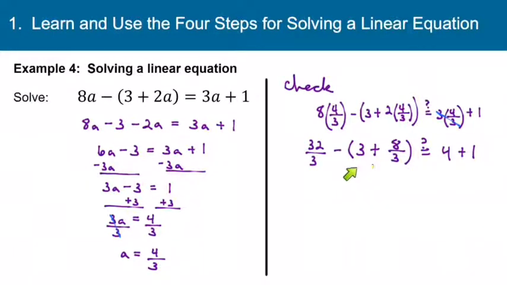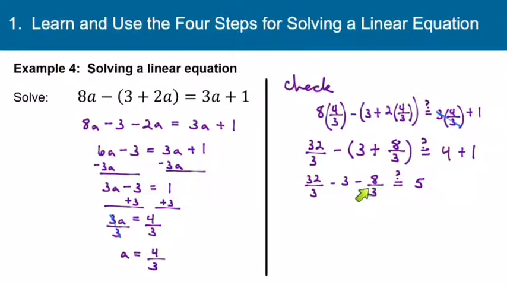So I know already that I'm going to be able to combine these two terms if I can just get rid of these parentheses. So I'm going to use the distributive property here to distribute this minus. So we'll have 32/3 minus 3 minus 8/3, and we want to see if that's equal to 4 plus 1, which is 5. Okay, now look over here on the left and you see we have 32/3 minus 8/3.